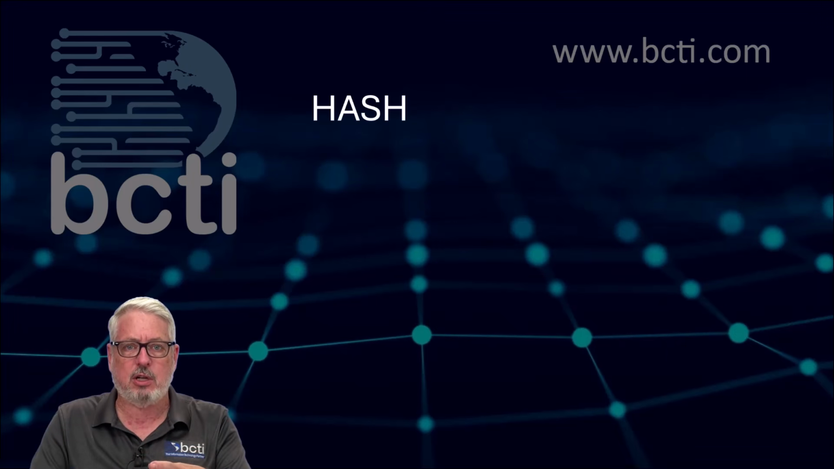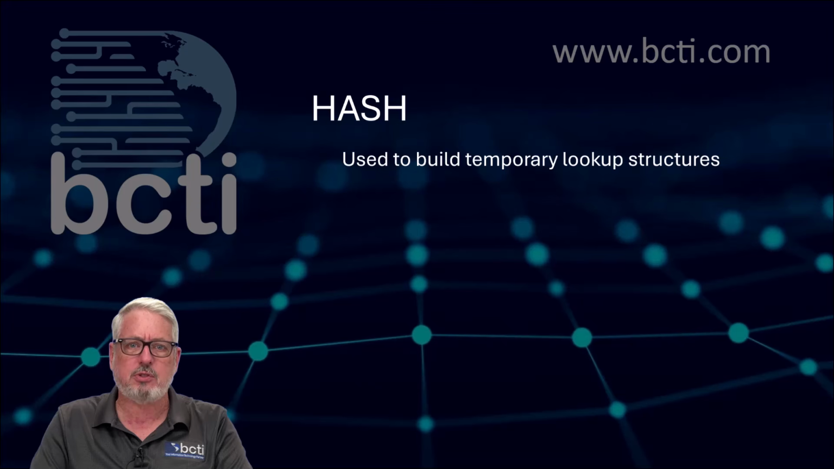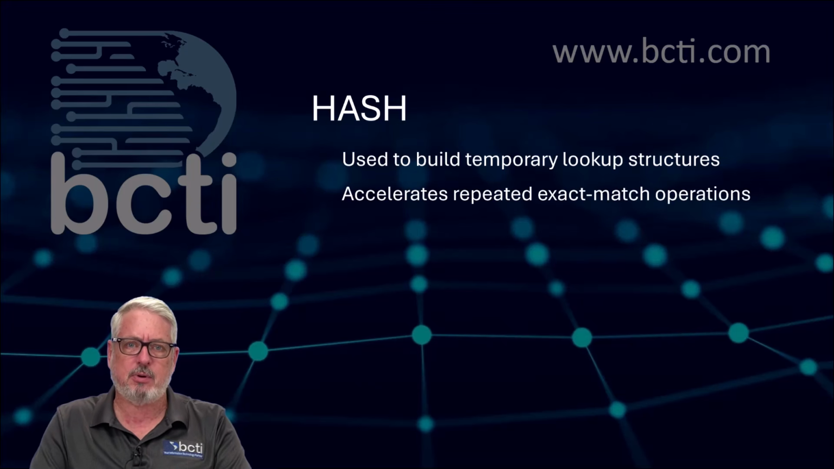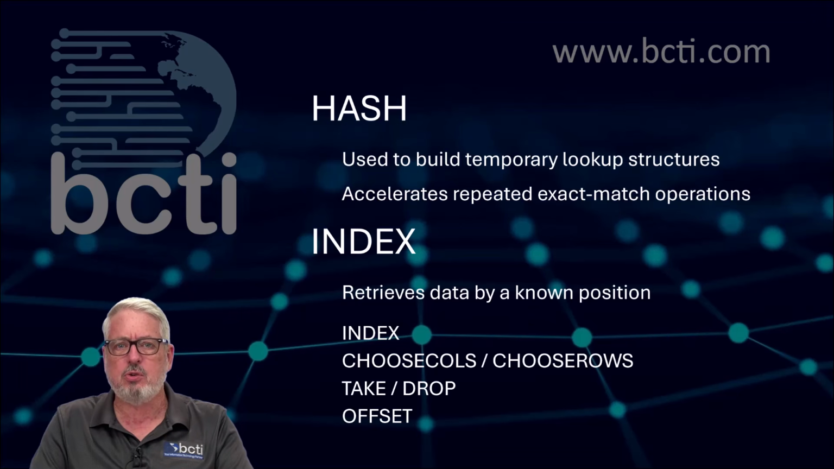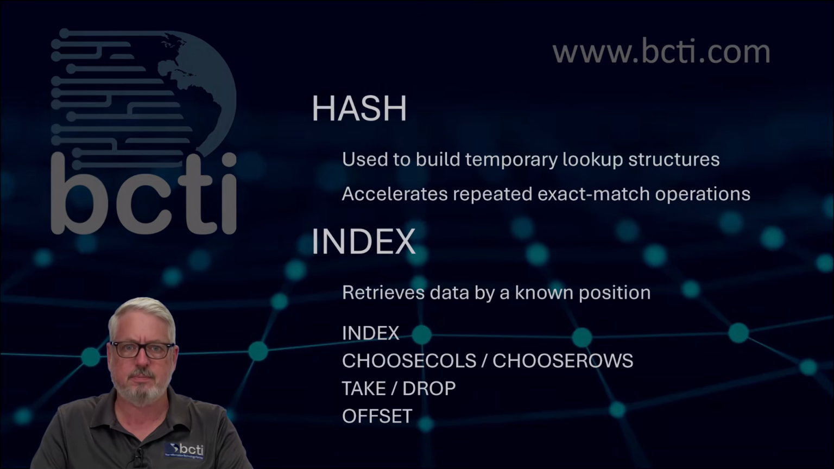Now another is a hash lookup. This is for optimized exact matching. This is sort of a behind-the-scenes strategy Excel appears to use to build temporary lookup structures in some situations. And this is used to accelerate repeated exact match operations. Finally, there's indexed lookup. This is where Excel uses row-column offsets rather than actual searching after the position's already known. So functions like INDEX, CHOOSECOLS, CHOOSEROWS, TAKE, DROP, OFFSET use these to retrieve data by position. So this isn't really considered a search, rather a simple retrieval operation.